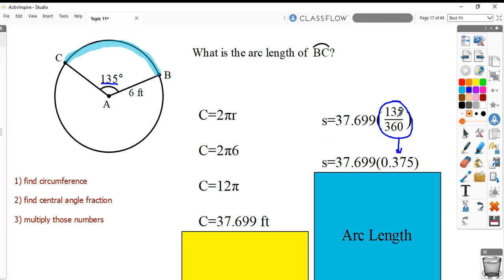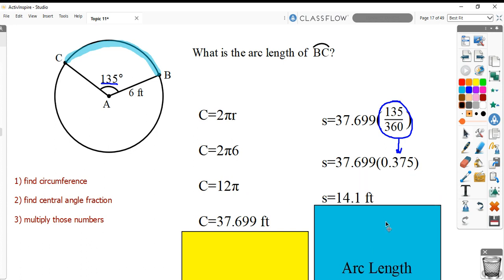So that means this angle is 37.5% of a full revolution. So if we take that 37.5% of a full revolution, what we can do is say that our arc length is only going to be 37.5% of the full circumference. So that's why we're multiplying these two things together. And that will give us this number right here, 14.1 feet. That is our arc length. Go on now to the next problem.